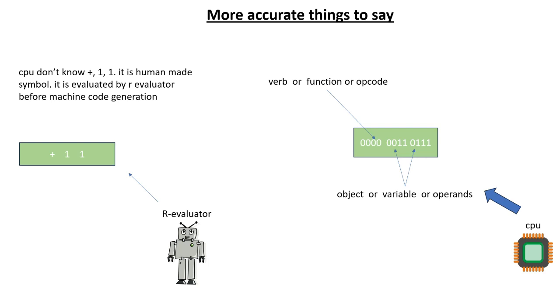If you observe the machine code from the perspective of the language world, or from the mathematics point of view, everything is functions and variables. The CPU doesn't know the meaning of this because it doesn't know the symbolic expression. So this is the duty of evaluation. The symbolic expression is handled by the R evaluator before the machine code generation.